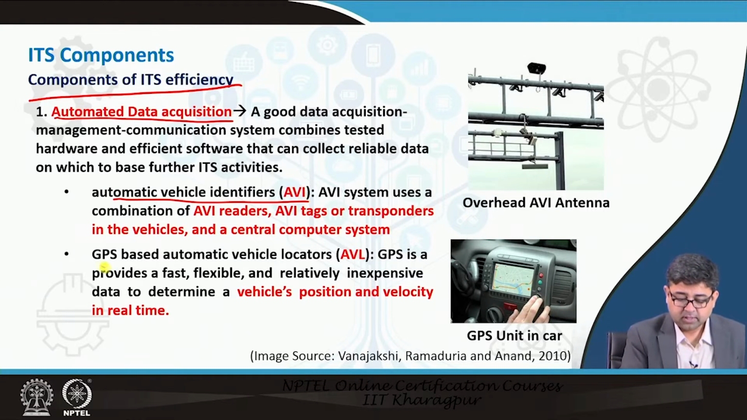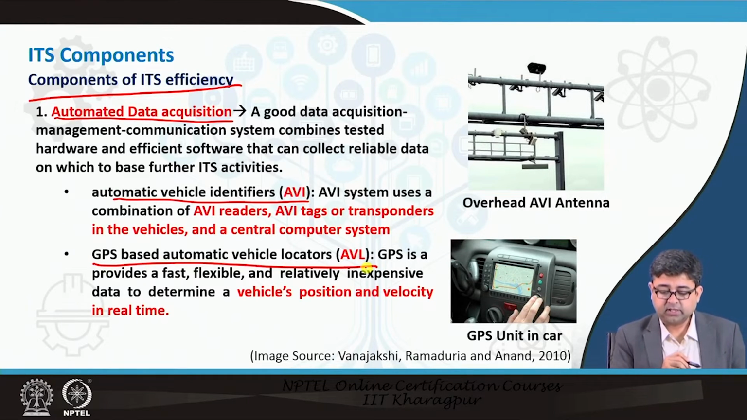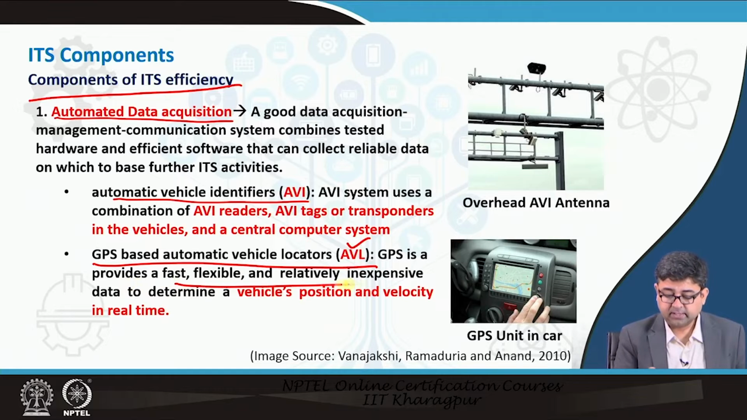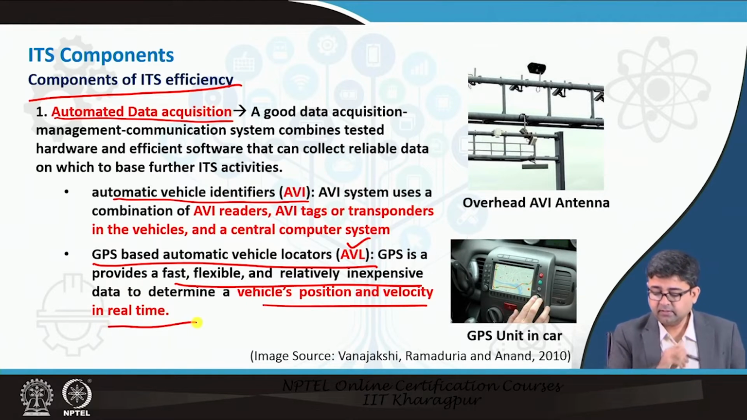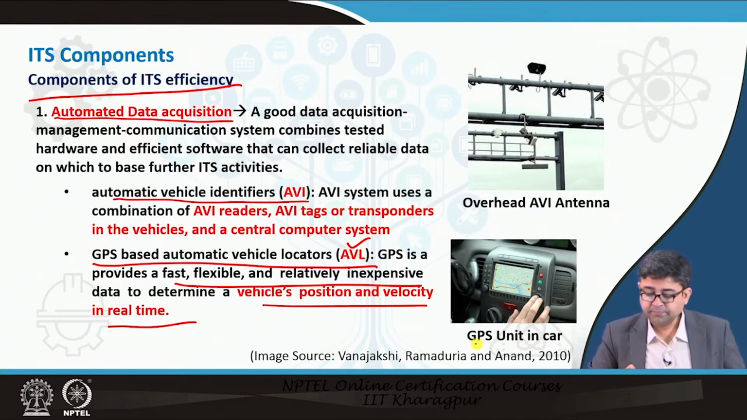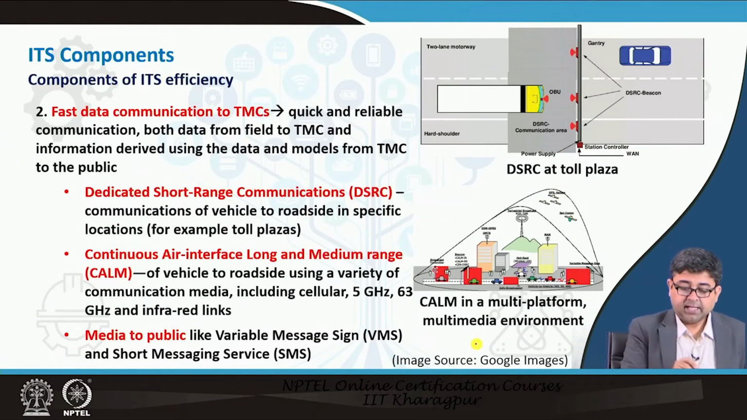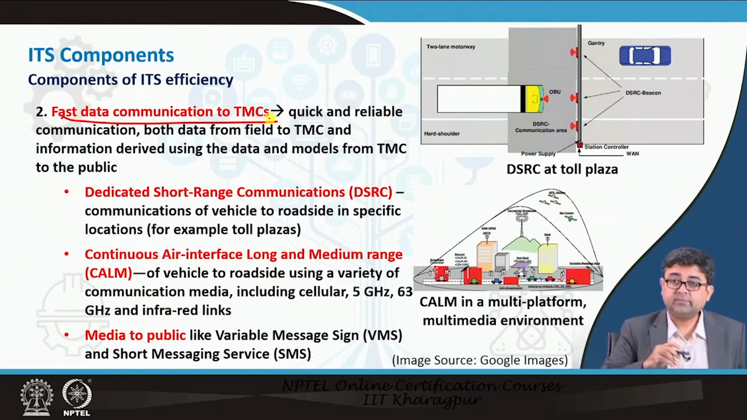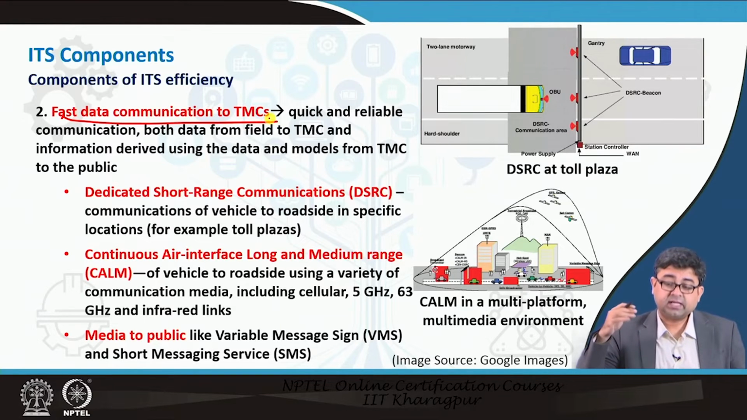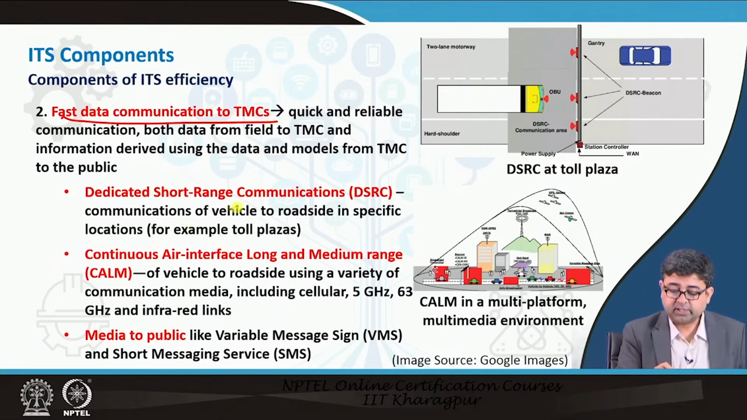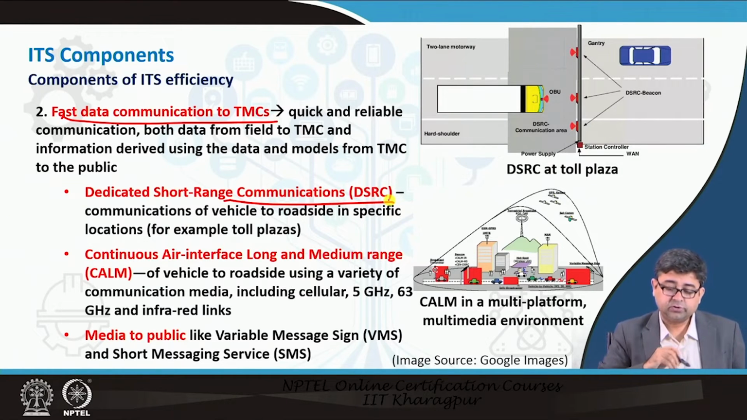You can also use GPS technology, automated vehicle locators, AVL, which provides fast, flexible, and relatively inexpensive data to determine a vehicle's position and velocity in real time. You can use that. Then comes fast data communication to the TMCs. Once you have that, the data has to be communicated to the TMCs as well. So, different types of communication protocols can be used.